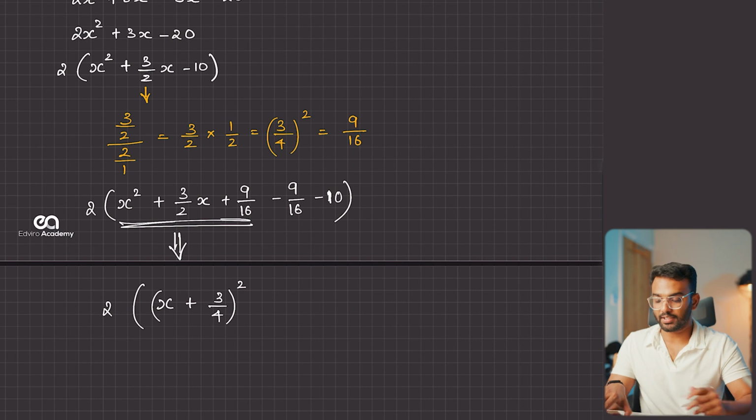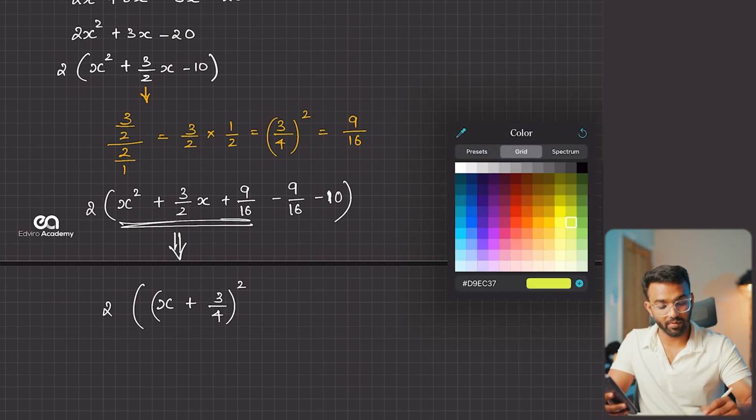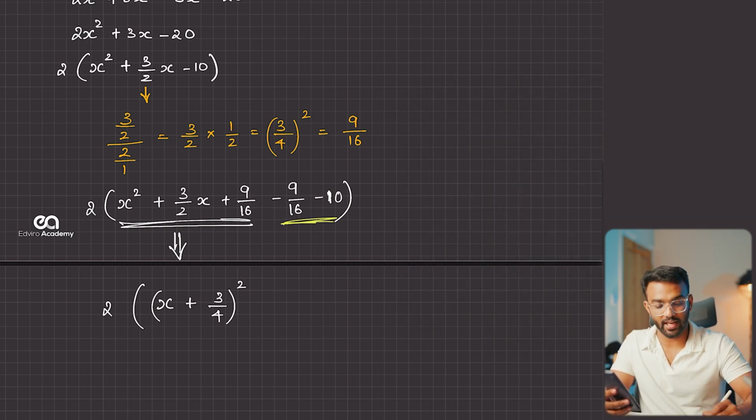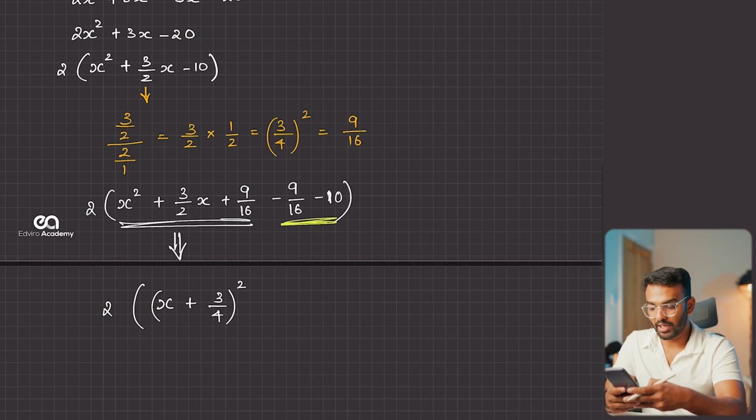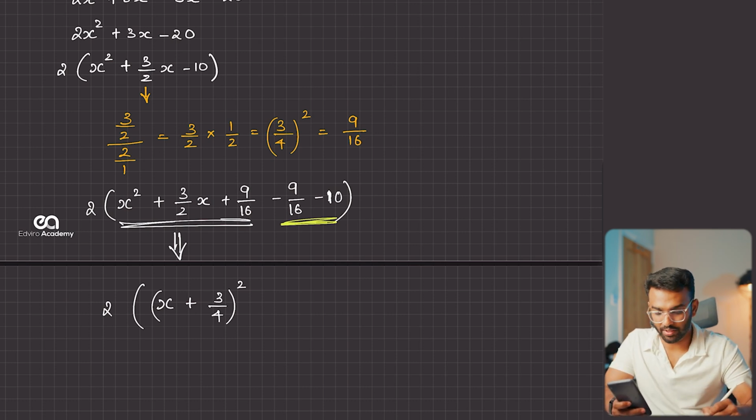And then we're going to add this up. Add what up? We're going to add these values up, okay? So minus 9 over 16, and we have a minus 10, and that would come all the way to minus 169 over 16, close the bracket.